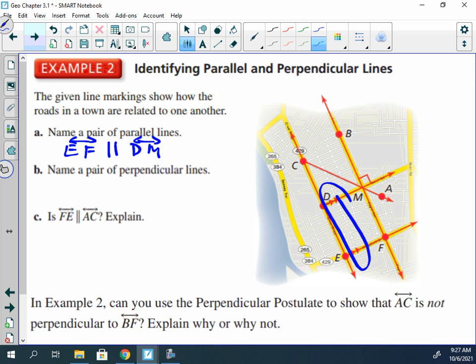Because of these little arrows here, it says that they are parallel to each other. Name a pair of perpendicular lines.